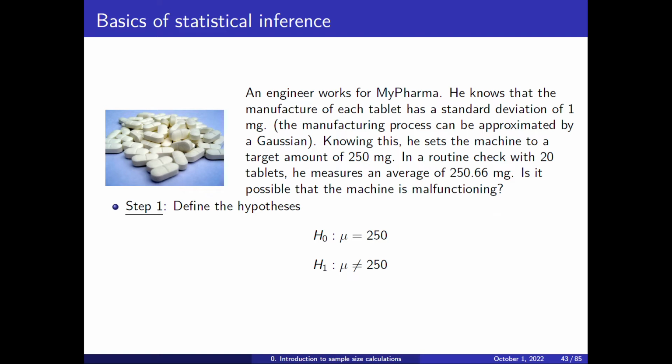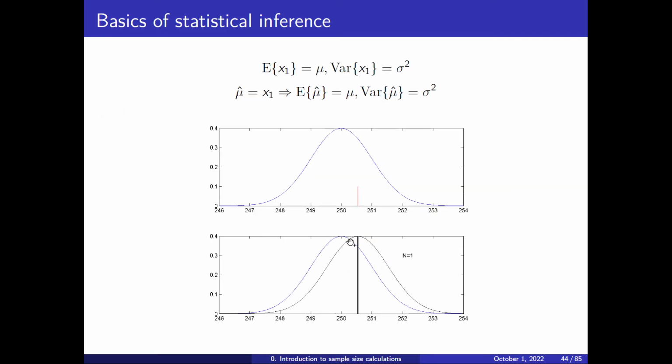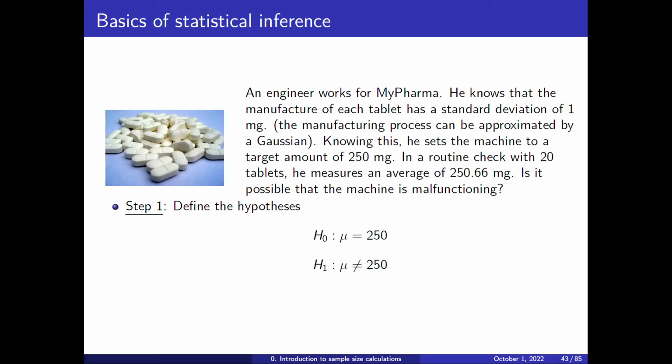Then you delegate that decision to a hypothesis test. So your alternative is that the machine is not working correctly. That is what you want to show. And the null hypothesis is the opposite. That is what you want to disprove. And then let's think of the process to get this 250.66.